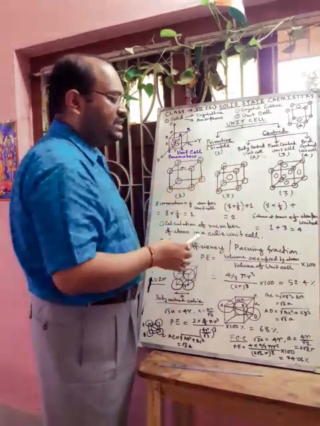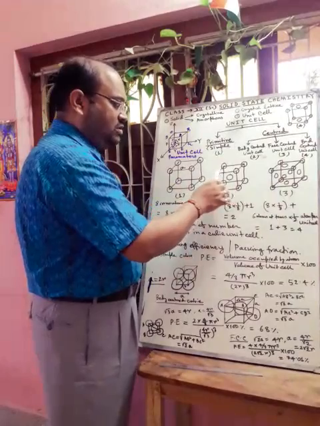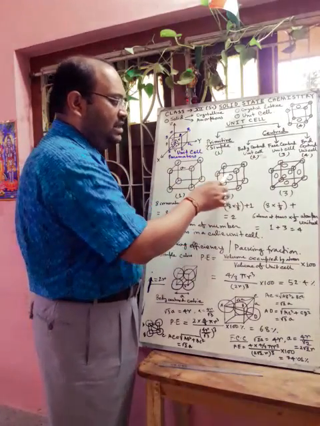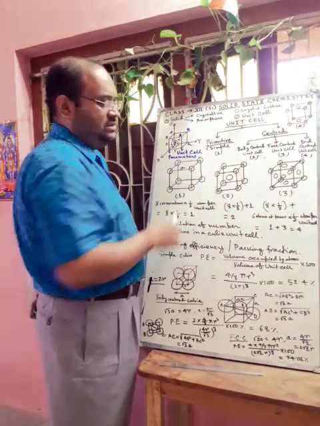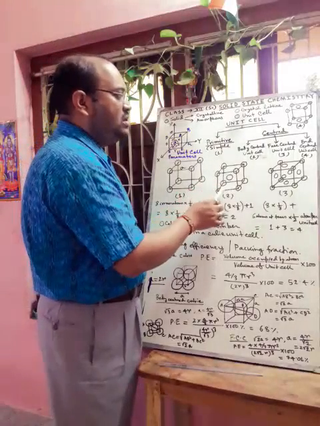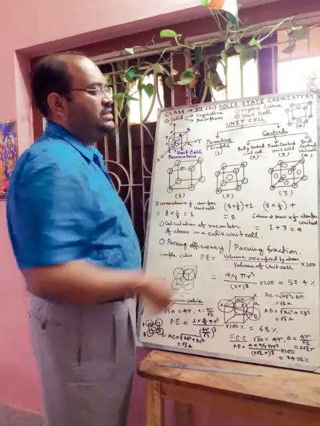In body centered unit cell, the atoms are arranged at the corners. So in this unit cell, in 8 corners there are 8 atoms, and in the middle there is one atom. That means at the body center there is one atom. So this type of arrangement of constituent particles or atoms is called body centered unit cell.